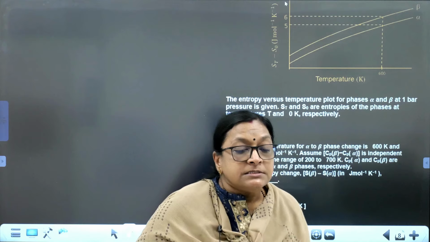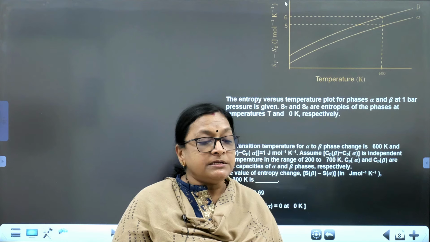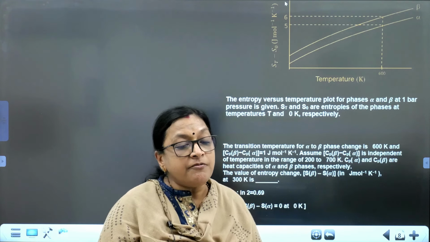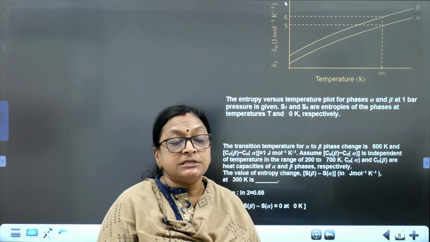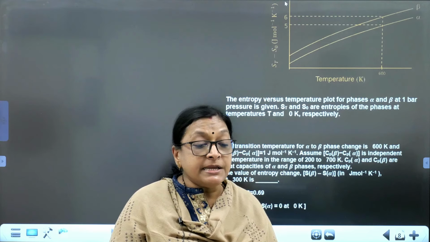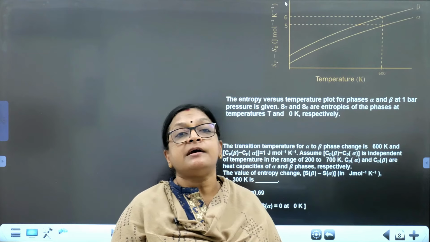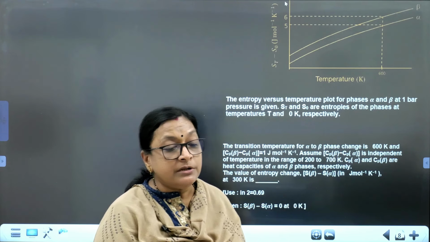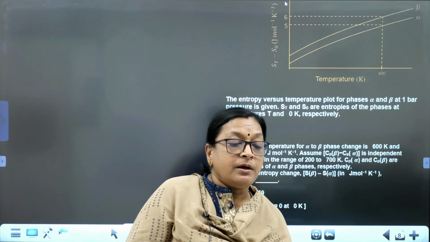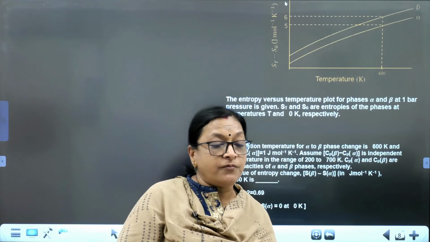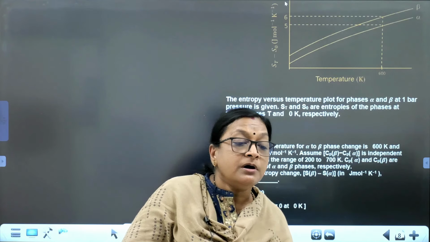And Cp alpha and Cp beta are the heat capacities of alpha and beta phases respectively. The value of entropy of beta minus entropy of alpha in joule per mole per Kelvin at 300 Kelvin is the question. You are provided with ln 2 as well, and entropy of beta minus entropy of alpha is 0 at 0 Kelvin, is what you have to assume.